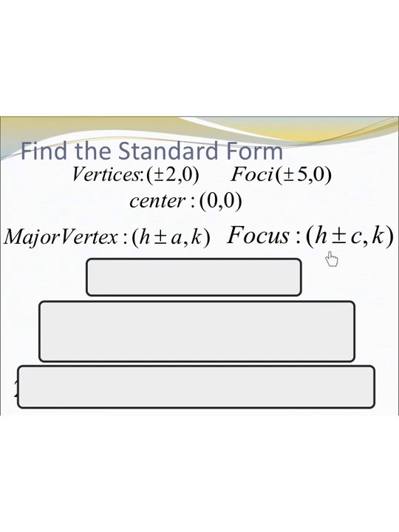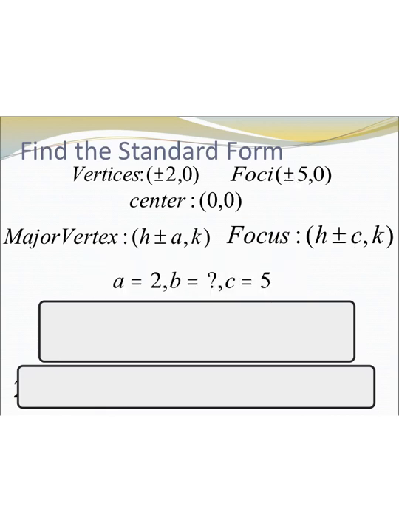For my focus point, again, because my x value is what is changing, I know this is the equation I'll be using to help me identify my c value. And using a similar process, c is going to be the distance the focus is away from your center. So since we're going out 5 on either side, that means my c value is going to be 5. So I now know a is 2 and c is 5.